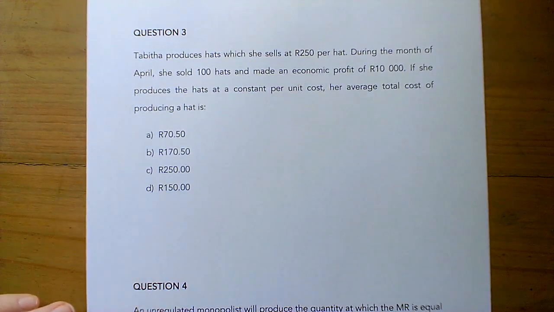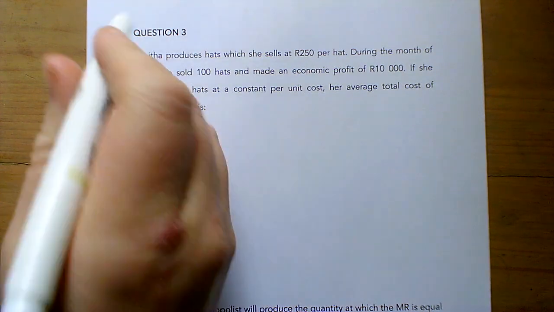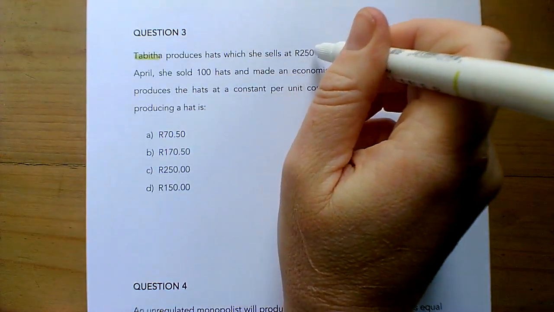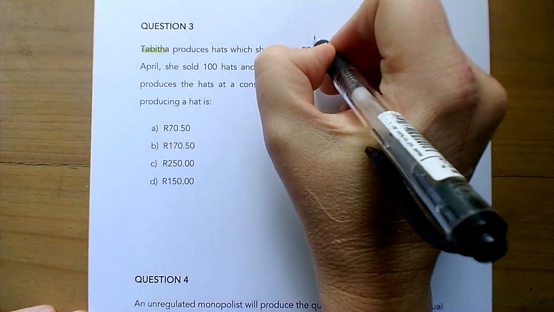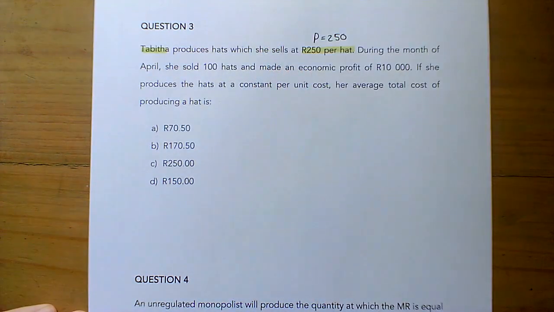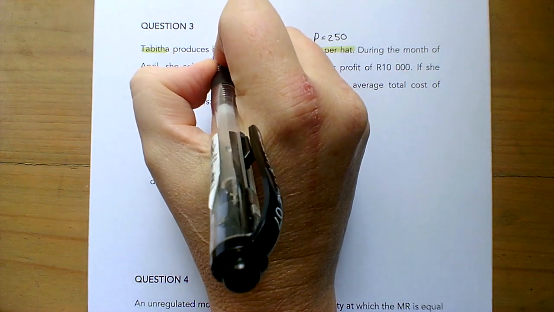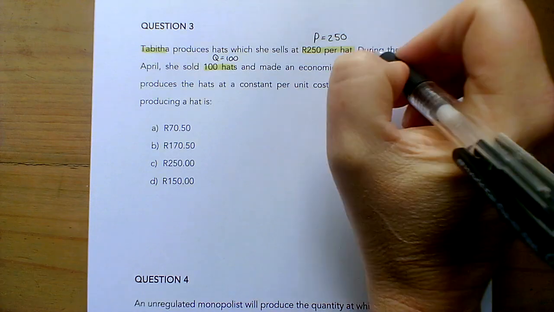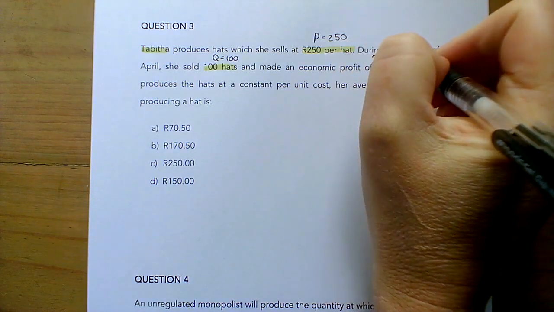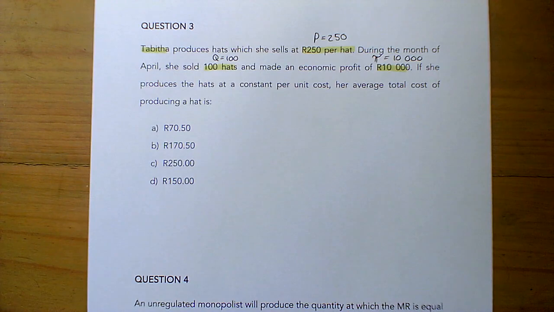Okay, so now question 3 gives us some information about a producer of hats that she sells at 250 Rand per hat. So the price is 250. During the month of April, she sold 100 hats. So that's my quantity. And made an economic profit of 10,000. So profit is equal to 10,000.